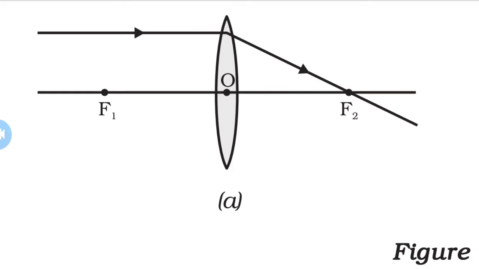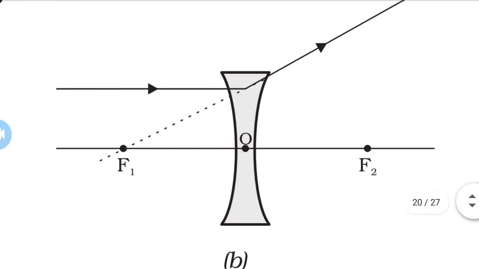That is, a ray parallel to the principal axis, second, a ray passing through the principal focus, and third, ray 3, a ray passing through the optical center. So first one, ray 1, a ray parallel to the principal axis. A ray of light from the object parallel to the principal axis, after refraction through a convex lens, passes through the principal focus F2 on the other side of the lens.